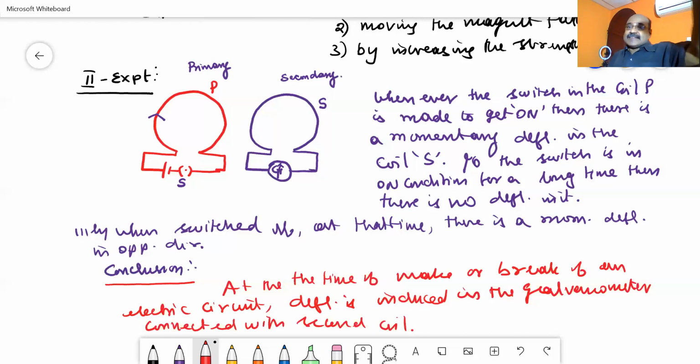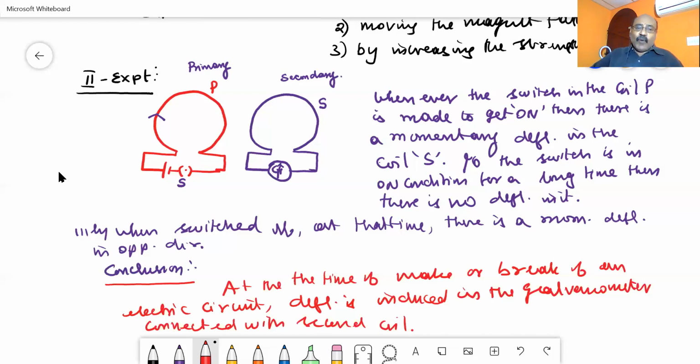So in the first experiment, it was said that as long as there is a relative motion between the magnet and the coil, an EMF or a current is induced, so a deflection is available in the galvanometer. From the second experiment, it was found that at the make or at the break of a nearby electrical circuit, an EMF or current is induced in the other coil, which makes the galvanometer get deflected. This was the conclusion of that experiment.